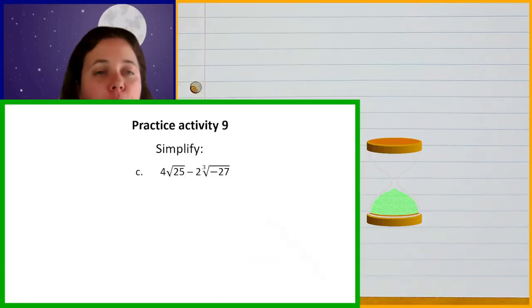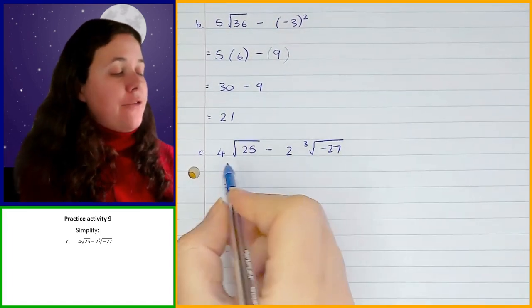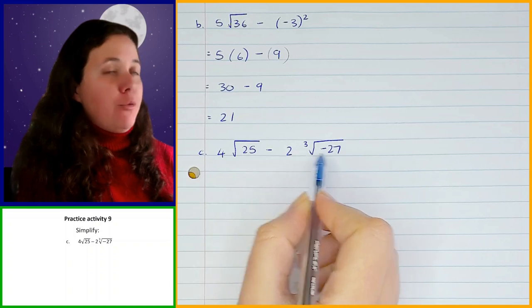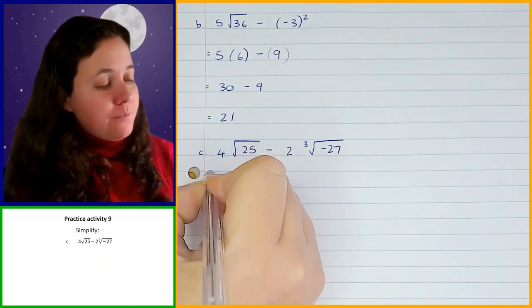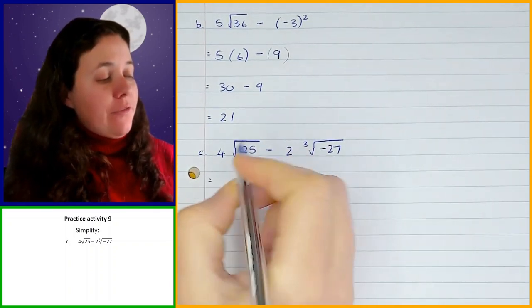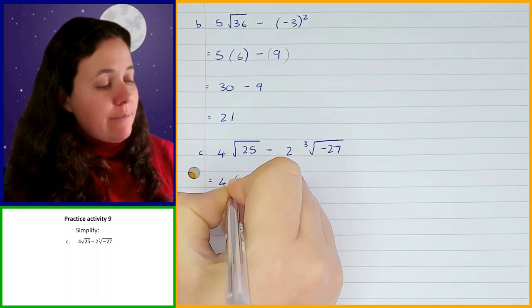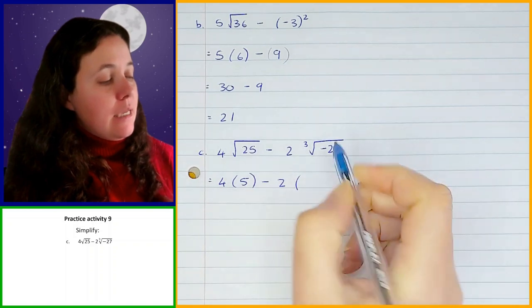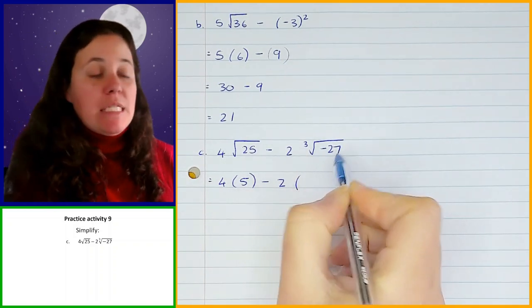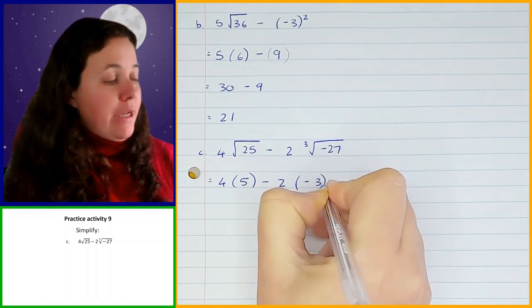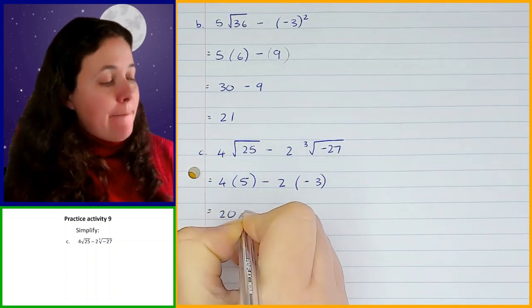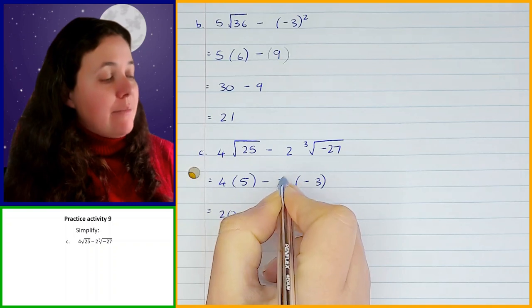Okay, so let's go through question C. You had 4 multiplied by the square root of 25 minus 2 times the cube root of negative 27. So first of all, the square root of 25 is 5. So I have 4 times 5 minus 2 times the cube root of negative 27, which is negative 3.